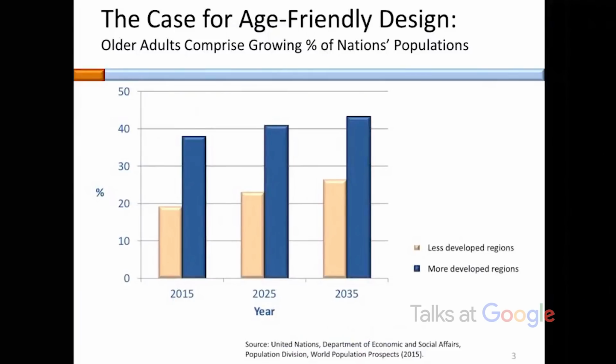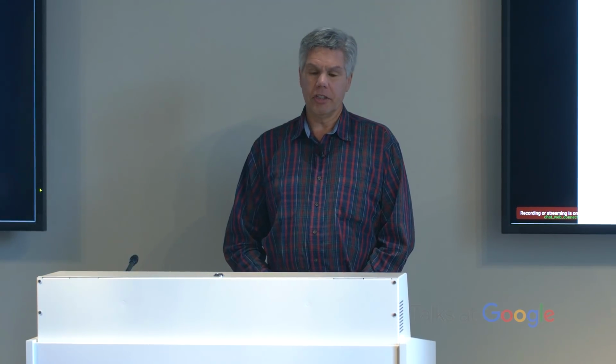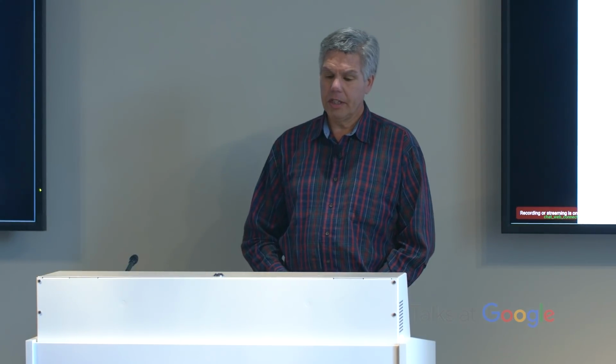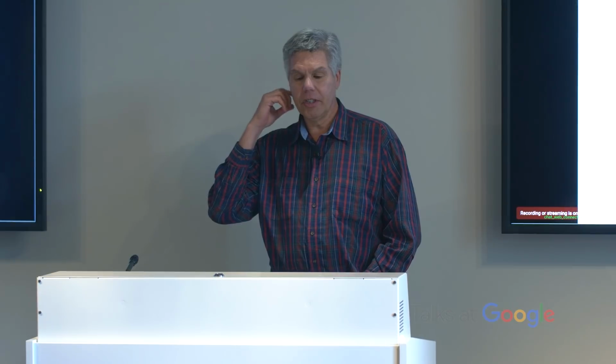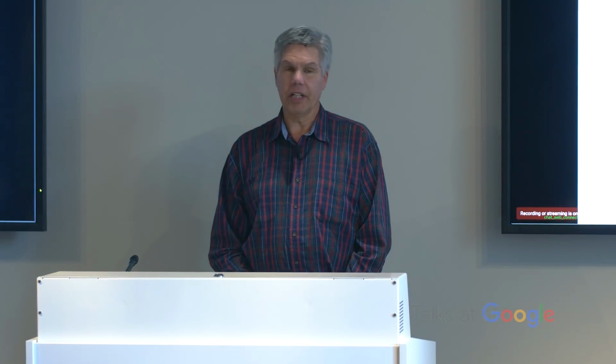We can also look at the information this way. In 2015, almost 20% of people in the less developed areas of the world were over 50. In the less developed world, or what we call the developing world, birth rates tend to be higher, and therefore there's a larger percentage of younger adults. So the average age of the population tends to be lower than in the developed world. In the developed world, we can see that in 2015, nearly 40% of the population was over 50. And as you can see, the numbers are expected to grow over the next several decades.